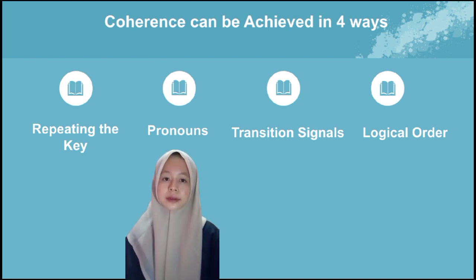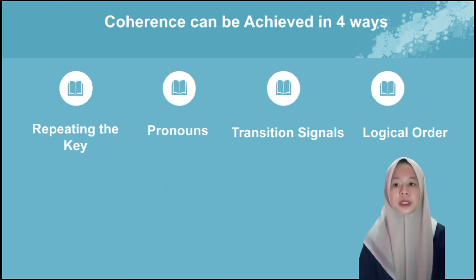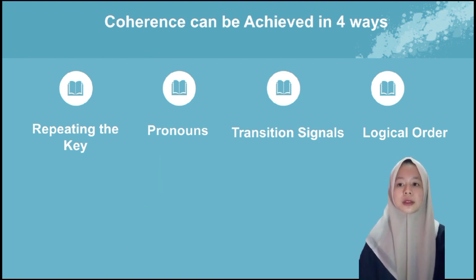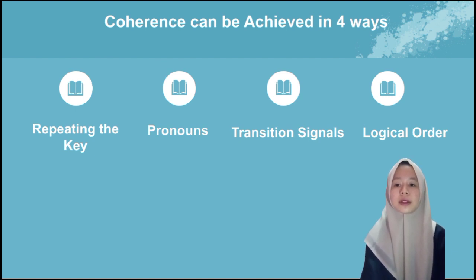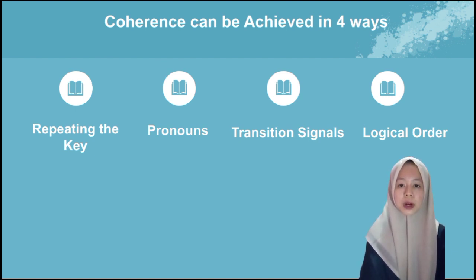Number three, logical order. There are several different kinds of logical order, but some of the more frequently used are chronology, importance, and contrast.